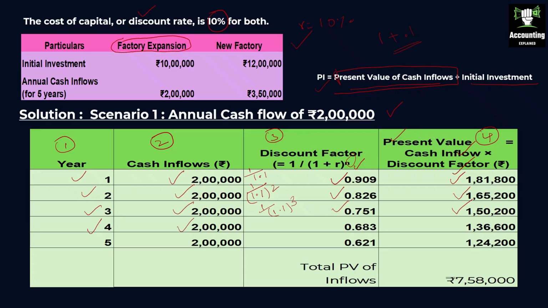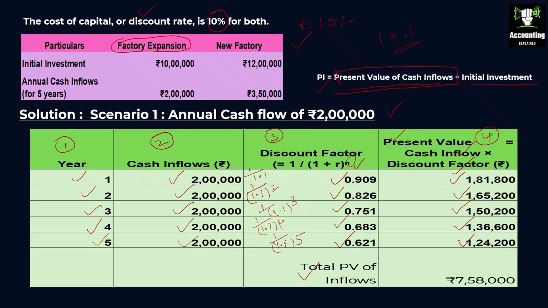Here year 4, 2 lakhs. Now discount factor becomes 1 divided by 1.1 to the power of 4. Correct. So it comes to 0.683. Column 2 into column 3 is 1,36,600. Again, year 5, cash inflow is same, 2 lakhs. Now discount factor by this time is 1 by 1.1 to the power of 5, which comes to 0.621. And present value is 1,24,200.